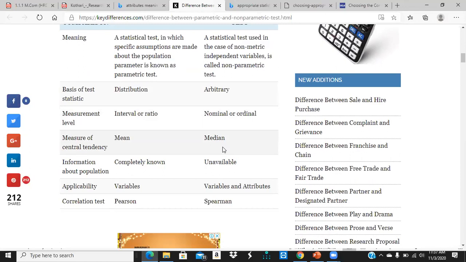Then, what measure of central tendency do we have to use for parametric and non-parametric tests? In the previous class, we discussed when we have to use mean and when we have to use median and mode. The mean is basically used when your data is in the form of interval or ratio, and median is used when the data is in the form of nominal or ordinal.